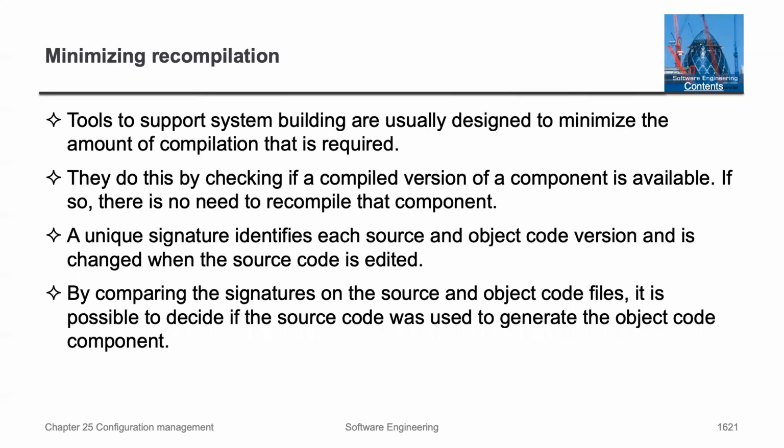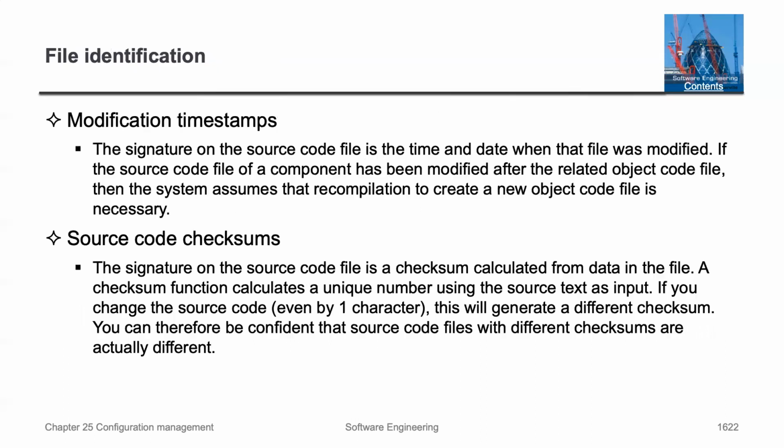For minimizing recompilation, tools to support system building are usually designed to minimize the amount of compilation that is required. They do this by checking if a compiled version of the component is available. If so, then there's no need to recompile. A unique signature identifies each source and object code version and is changed when the source code is edited. By comparing the signatures on the source and object code files, it is possible to decide if the source code was used to generate the object code component.